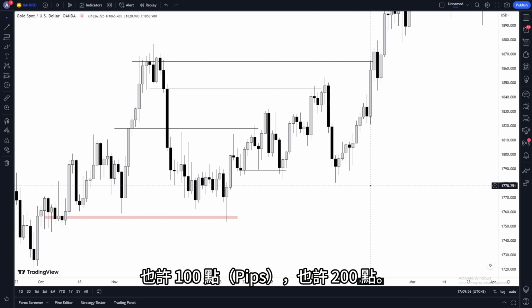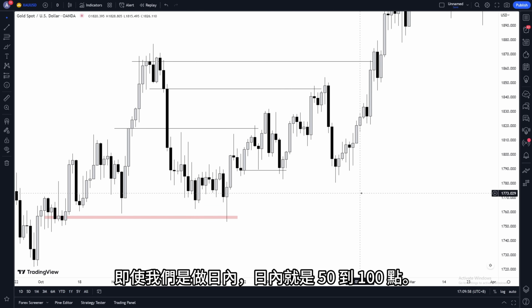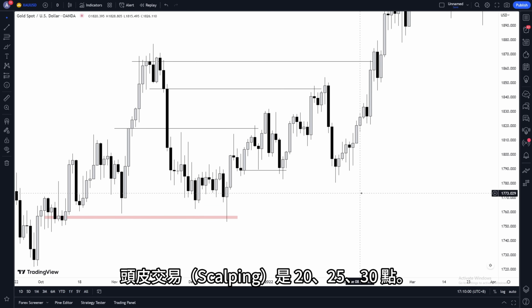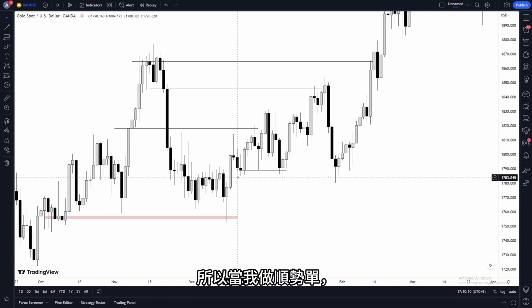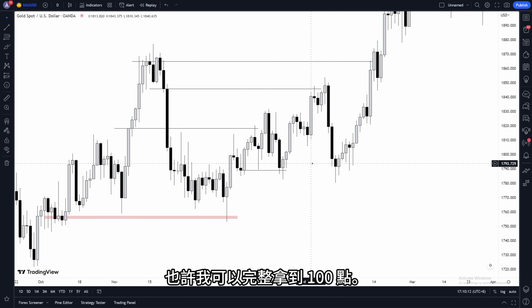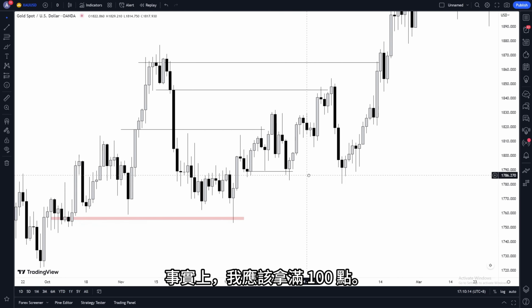Maybe for 100 pips, maybe 200 pips. Even though we're intraday, it's just 50 to 100 pips. Scalping is 20, 25, 30 pips. That's how I do it, okay? I don't know the definition other people have. For me, scalp is 20, 25, 30 pips. Intraday is 50 to 100 pips, okay? So when I'm in pro trend, maybe I can hold it fully for 100 pips. In fact, I should hold it for a full 100 pips.